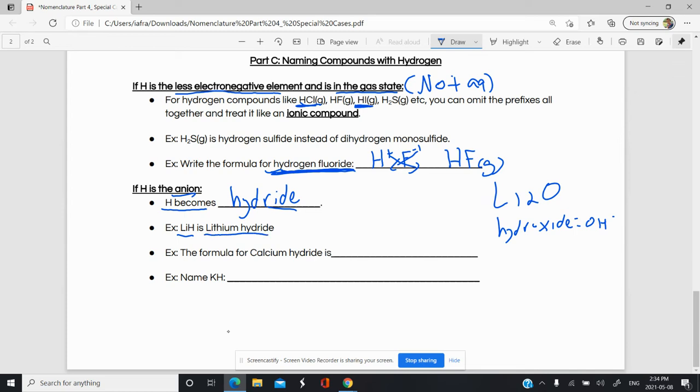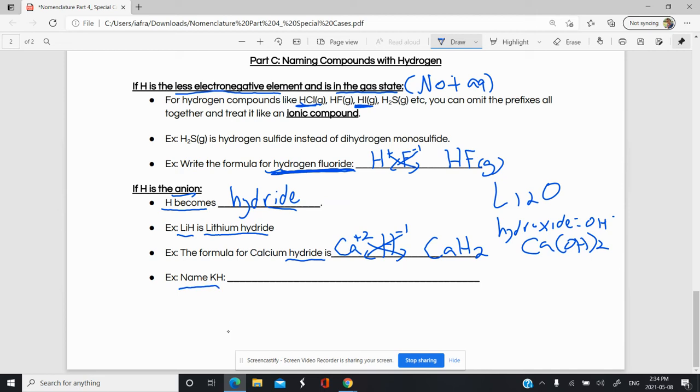Let's say you want to write the formula for calcium hydride. You would just do the crisscross like you normally would. Ca plus 2, H is our anion in this case, so -1, crisscross it, and you get CaH2. That's calcium hydride, versus calcium hydroxide, which would be this. That's calcium hydroxide, but that's not what we're naming here. We're doing hydride specifically for the formula.